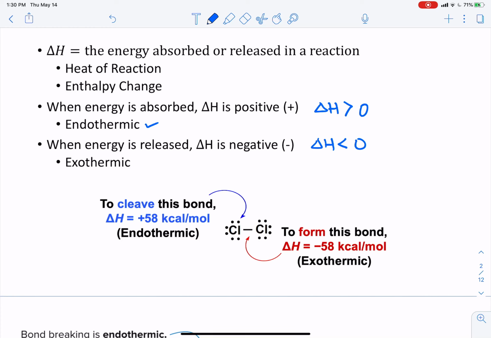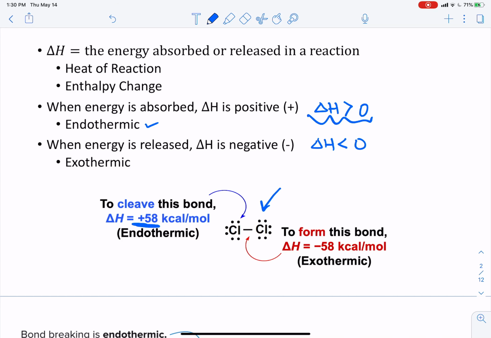So if we look at the bond right here, chlorine to chlorine, in order to break that bond, so in order to cleave that bond, we've got to put in 58 kilocalories per mole of energy, and we say that that's a plus 58 because we need the delta H to be greater than 0 there.